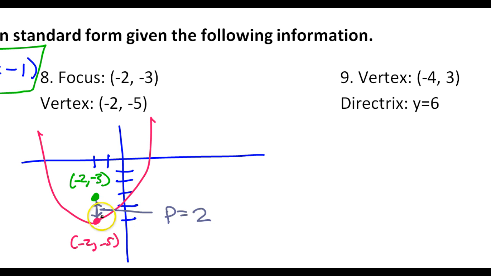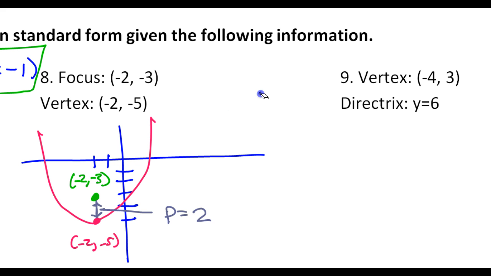I had a question, is the p-value ever negative? The answer is yes. If the parabola is facing up, the p-value is going to be positive. But if the parabola is facing down, the p-value is going to be negative. If the parabola is facing to the right, what do you think? Positive. But if the parabola is facing to the left, the p-value will be negative. It's a very good question.